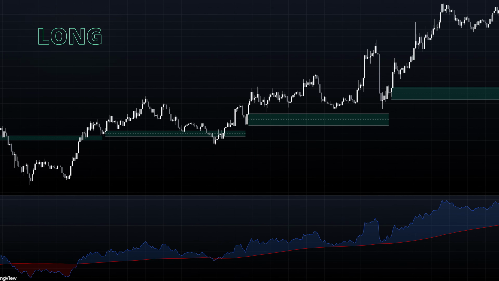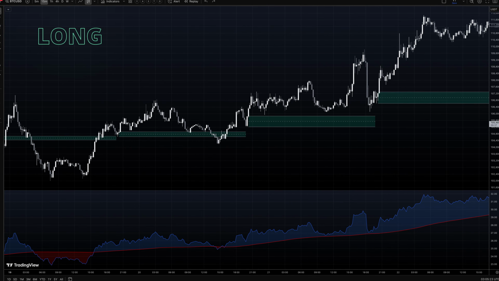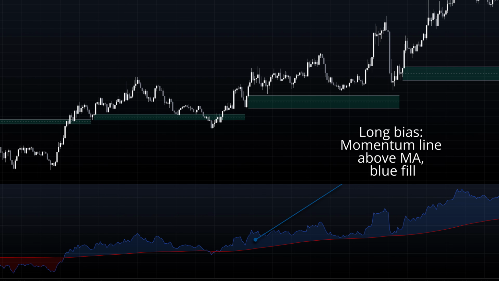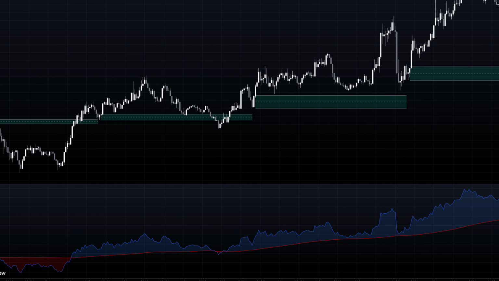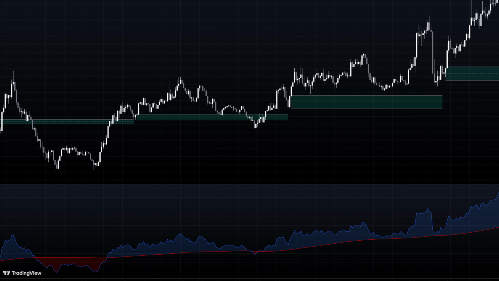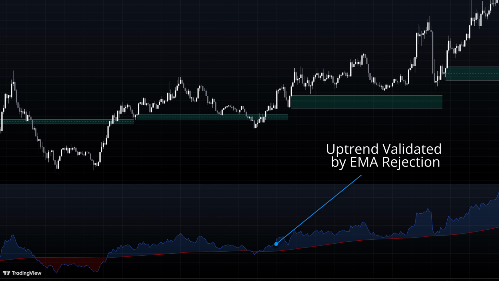Now let's break down how the actual strategy works. For a long setup, we first wait until the momentum indicator confirms an uptrend. This happens when the momentum line is above its moving average, and the area under the line is filled with blue. We don't enter trades during transition phases, where the trend isn't clearly established. Once the uptrend is confirmed, ideally, we want to see at least one clear rejection of the momentum line off its EMA, confirming continuation in the trend direction.